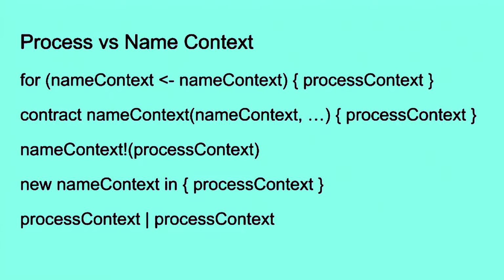So for the new, the name that you create there is of course a name context, and the body is again some process. And then finally, when you run two processes in parallel, they are both process contexts. And so that is an overview of the productions. Hopefully that was just review from what Carl said earlier. But at this point, are there any questions?